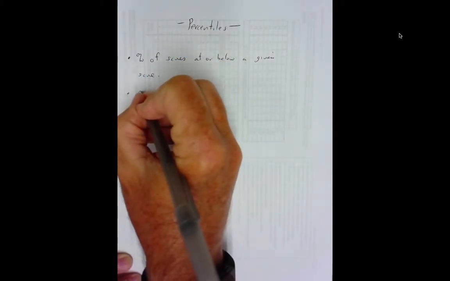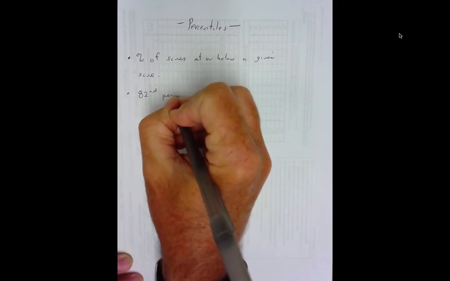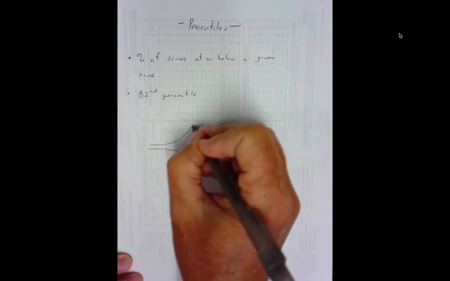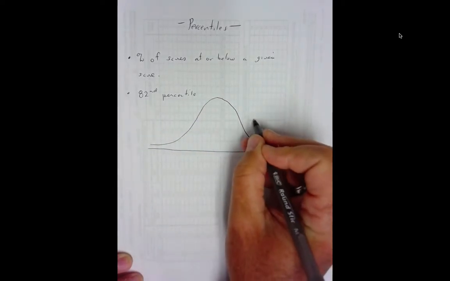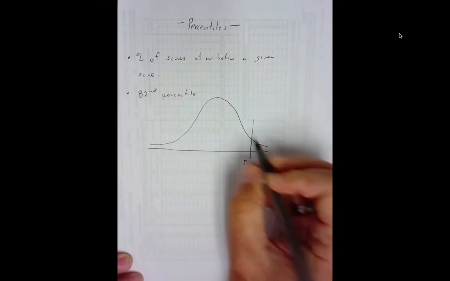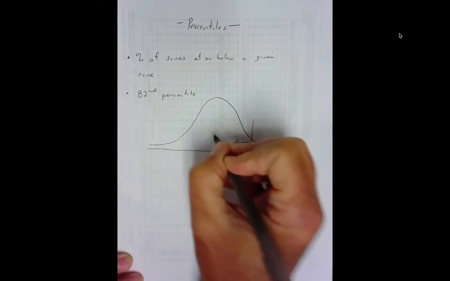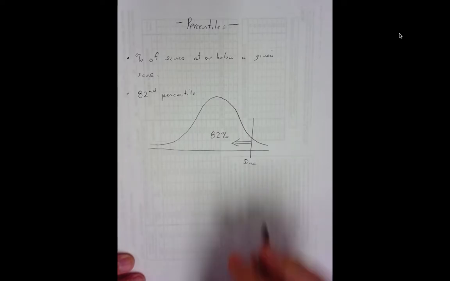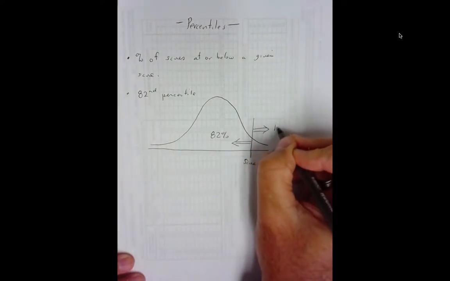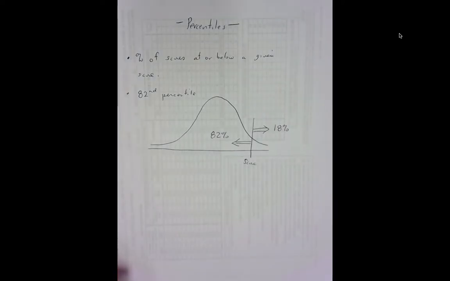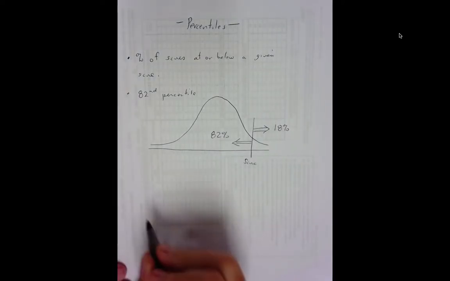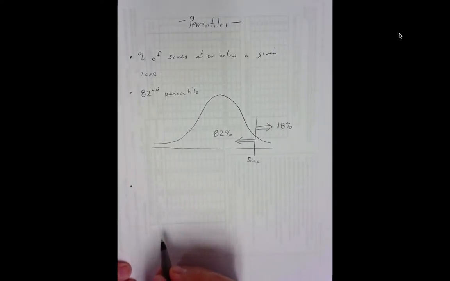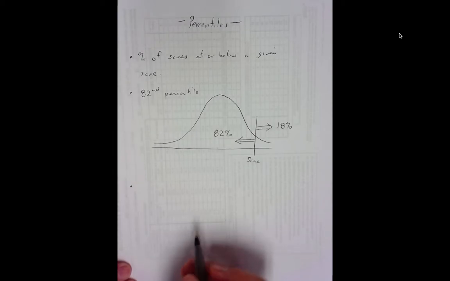So if you have a score that's at the 82nd percentile, in a normal distribution, what that tells me is that that score is out here someplace, and it has 82% of the distribution to the left and 18% of the distribution to the right. Now, calculating a percentile ranking is very, very easy to do because really it's just the probability of below, right?